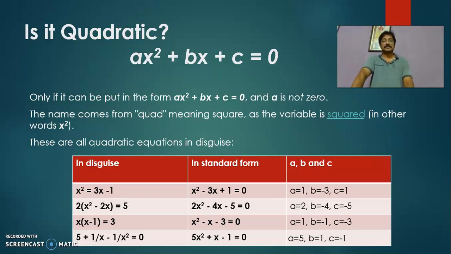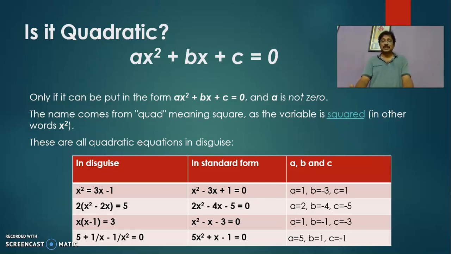x square equal to 3x minus 1. So you can write it as x square minus 3x plus 1 equal to 0. Correct? If you compare with the standard form ax square plus bx plus c equal to 0, here a equal to 1, b equal to minus 3, c equal to 1. Now it is very clear. There is no second thought whether it is a quadratic equation or not.